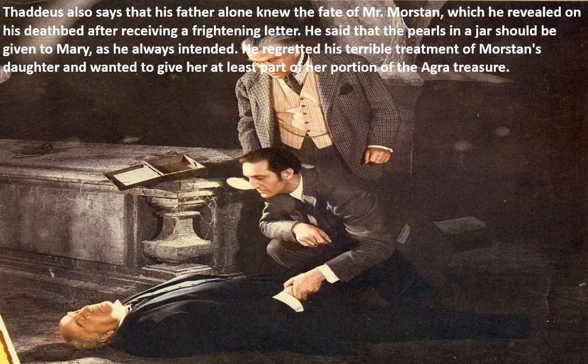Thaddeus also says that his father alone knew the fate of Mr. Marston, which he revealed on his deathbed after receiving a frightening letter. He said that the pearls in the jar should be given to Mary, as he always intended. He regretted his terrible treatment of Marston's daughter and wanted to give her at least part of a portion of the Agra treasure.